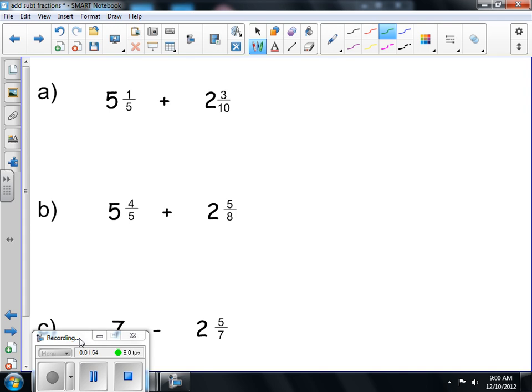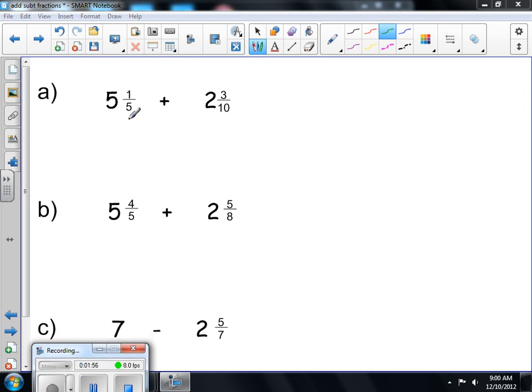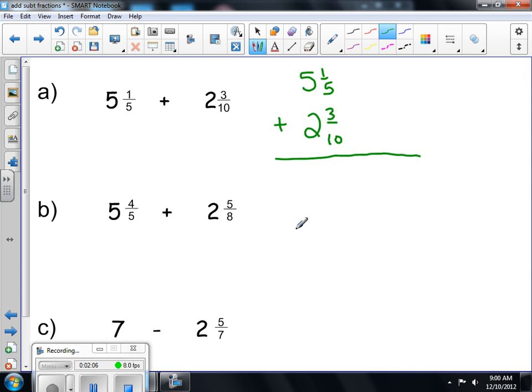Let's take a look at a couple other problems. We're going to be looking at addition and subtraction, which we may have to rename. So let's start with this one, 5 and 1/5. Remember, I like to write them going up and down, plus 2 and 3/10. What's the first step? Common denominators. And what will that denominator be? 10. Very good.